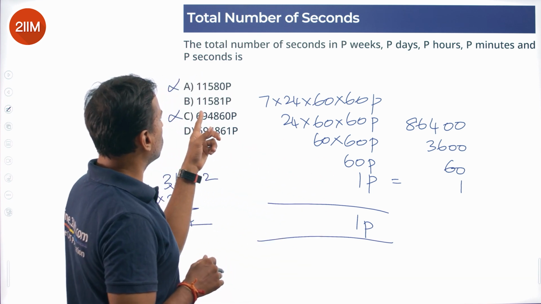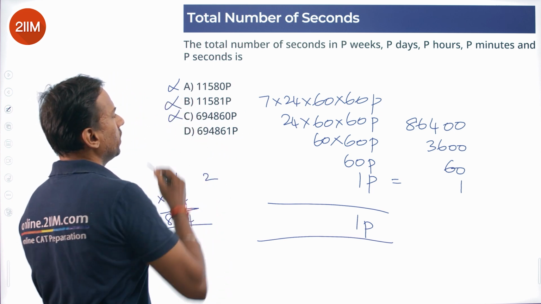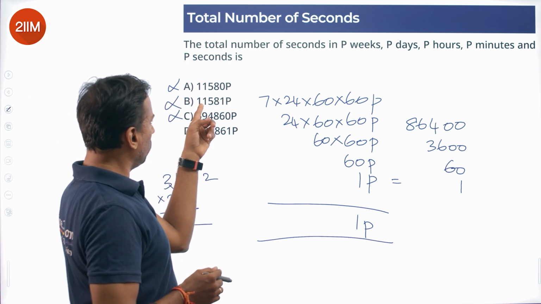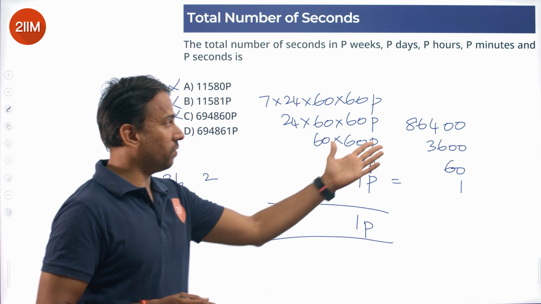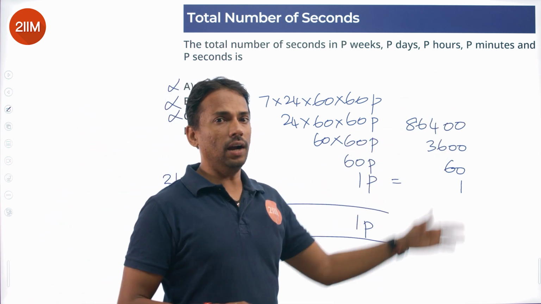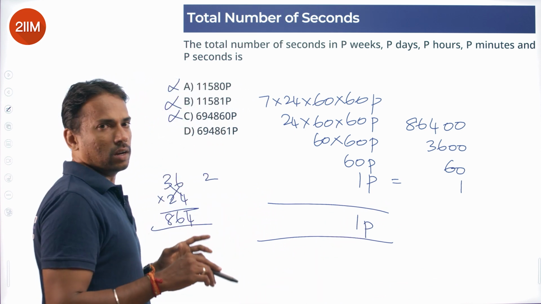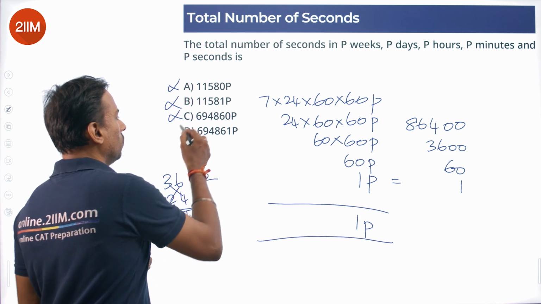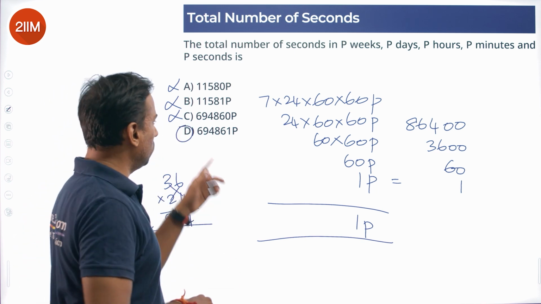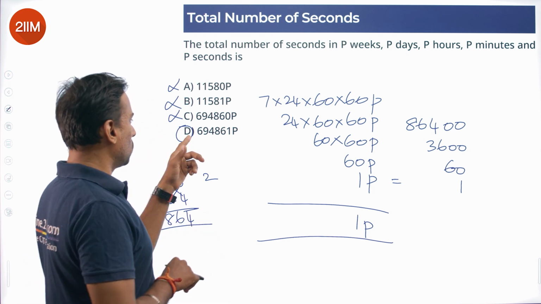That means my answer has to be something more. B is too small, correct? B can't be the right answer. What we got here is 11,581P, but here we got 86,400 itself. When I add it will be even bigger. That means our answer has to be something bigger, a big number. We are just left with D. That appears to be convincing for us. So D should be the right answer.